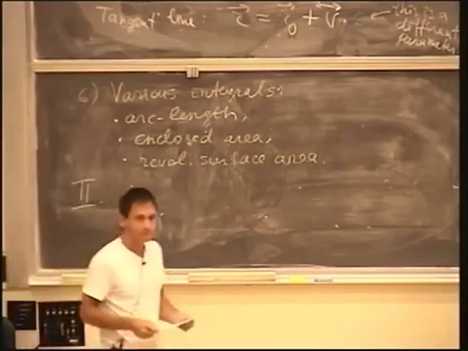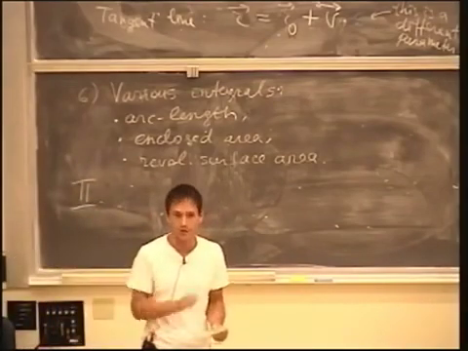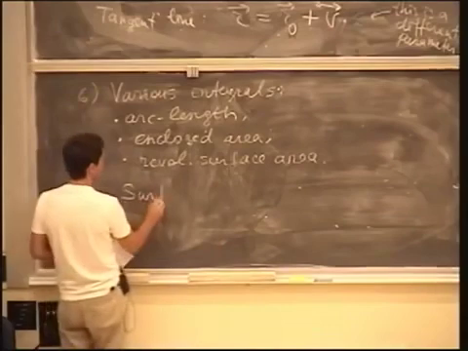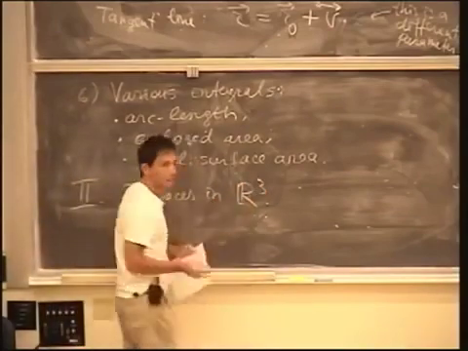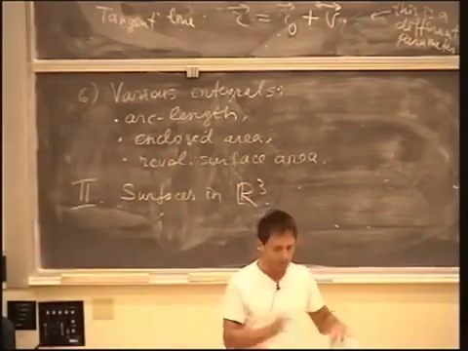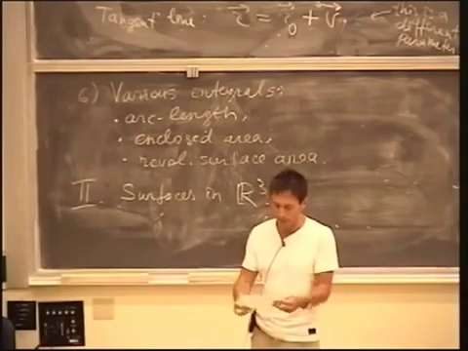Okay. Now, next is surfaces, right? So these are one-dimensional objects. And next we talk about surfaces. Surfaces are two-dimensional objects, and surfaces live in R3. Because you can't fit a basketball in a plane, in a two-dimensional space. It has to live in a three-dimensional space, dimension one higher.